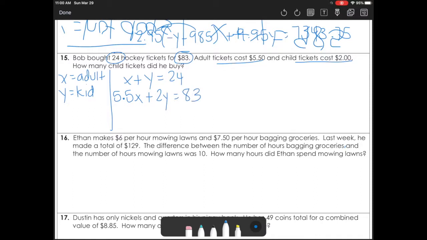Let's use elimination for this one. Let's multiply this first equation by -2. So -2x minus 2y equals -48. Second equation, just copy it underneath. 5.5x plus 2y, there's the 0 pair, equals 83.